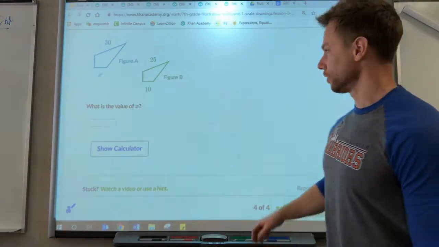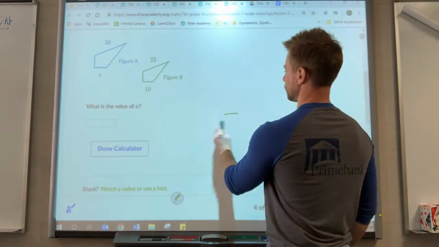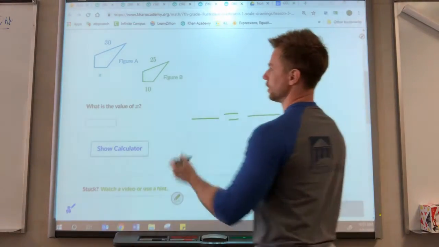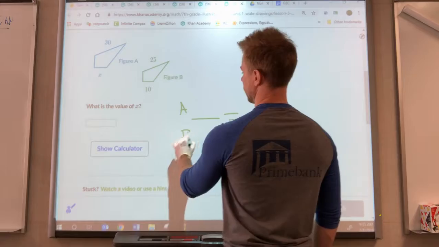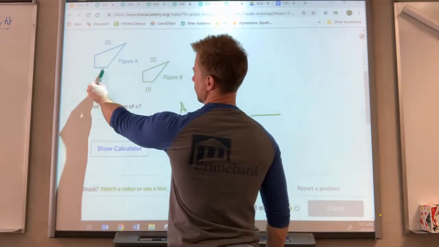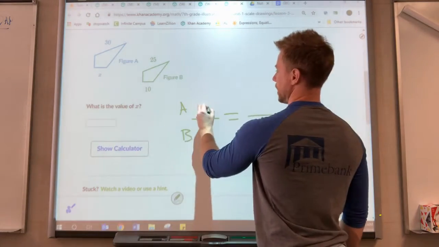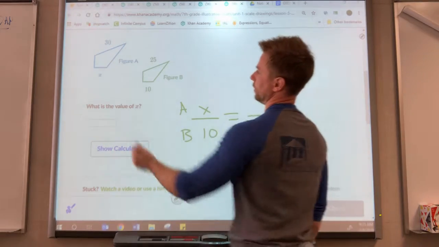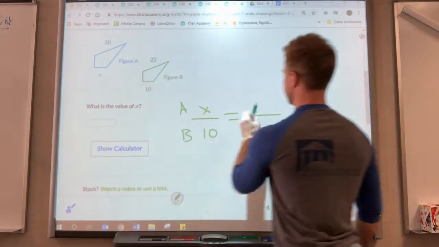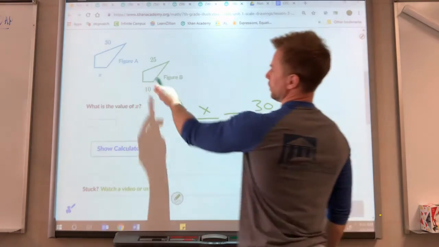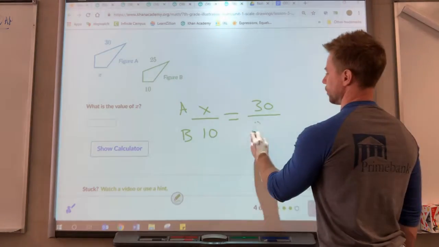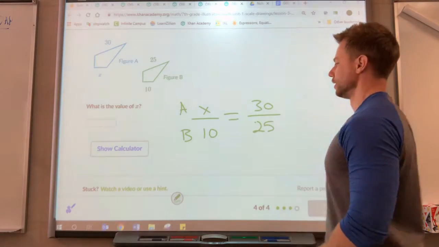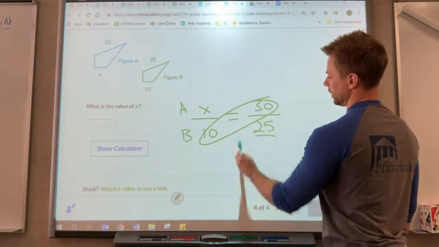This is not one where they give us a scale factor, so we actually have to set up a proportion. We have figure A and we have figure B. Let's start with the bottom side, X on A and the bottom side, 10, on B. Then we have this slanted side, 30 on A, has to go on top, and then 25 has to go on the bottom with figure B. Then we just cross multiply and divide.